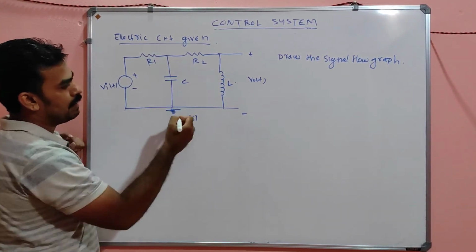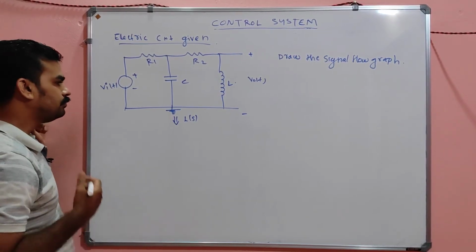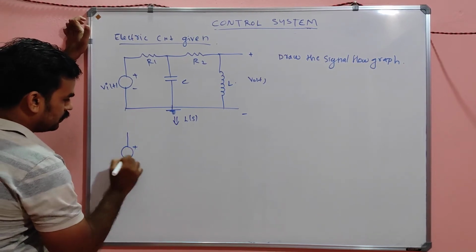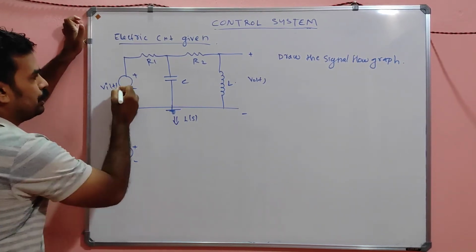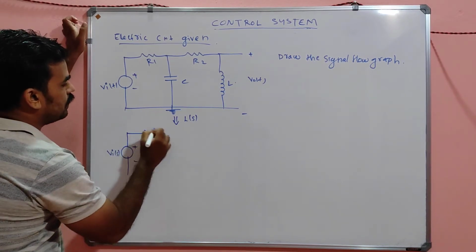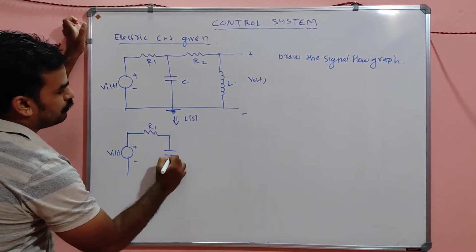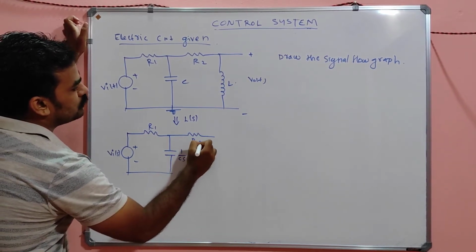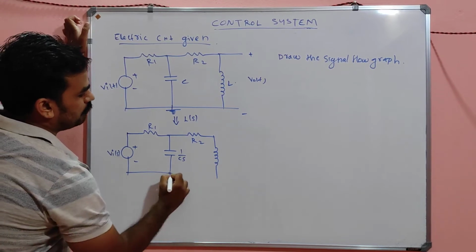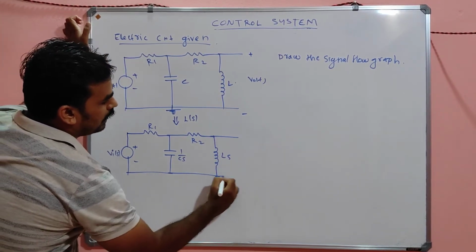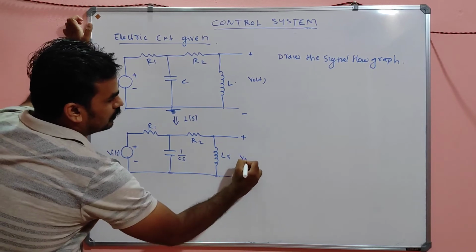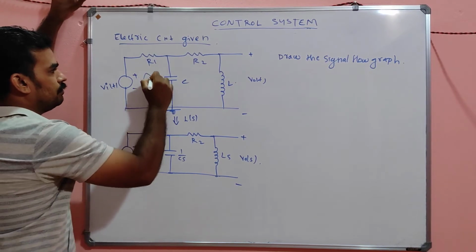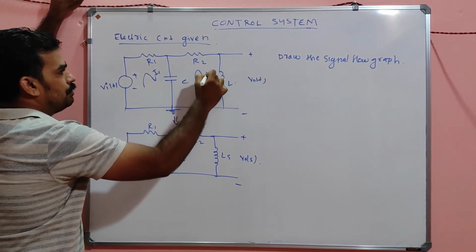What will be its Laplace transform? How can we find it? It will be Vi of S, correct? Vi of t is Laplace transformed to Vi of S. There is no change in R, my dear, so simply R1. And for the capacitor it will be 1 by Cs, correct? And there is no change in R2, so R2 is the same. Inductor will be changed to L into S. And the output will be changed to V0 of S. And there will be the currents, my dears. We suppose this is I1 and this is I2.